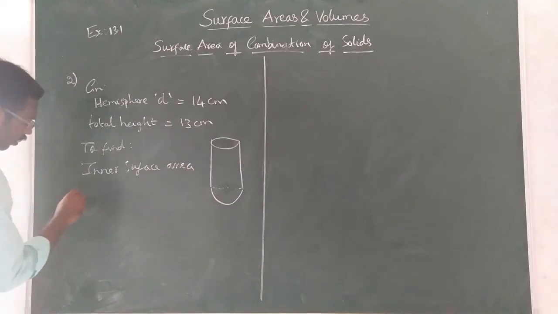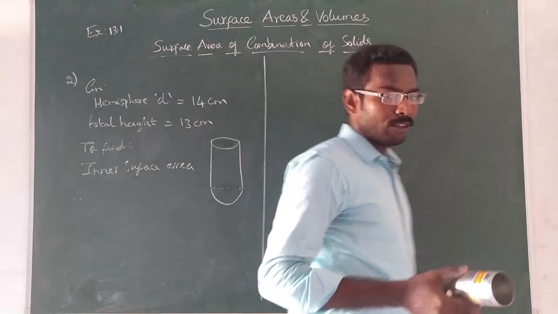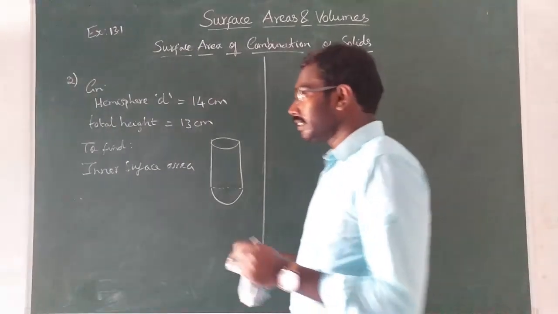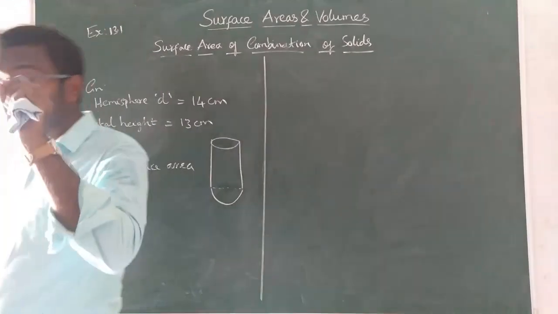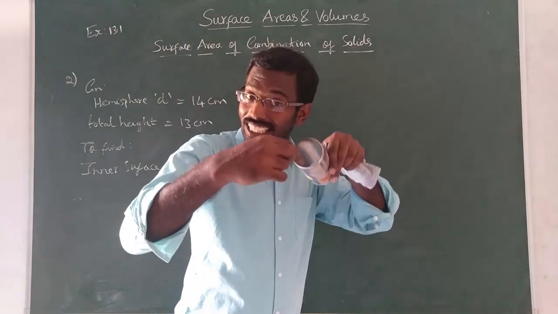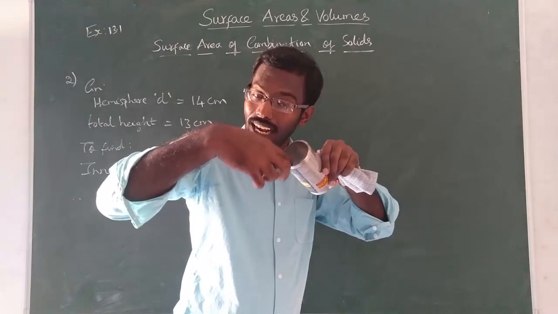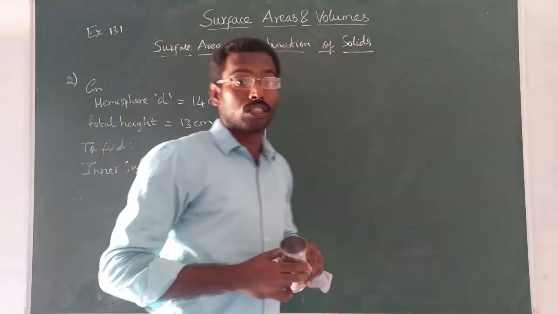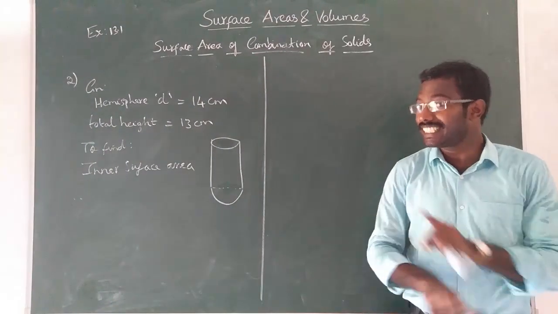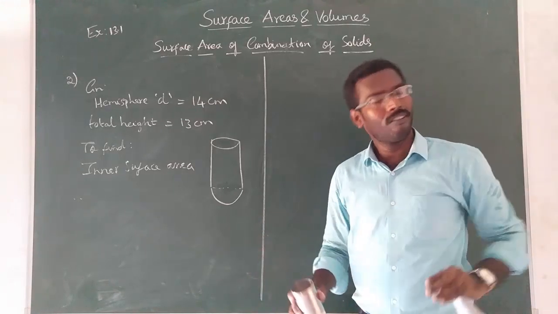Before that I want to tell you one thing. Whenever you deal with inner surface area or outer surface area, just look at the question whether any thickness is given, because sometimes if the thickness is more, then the outer surface area may be a little bigger than the inner surface area. Understood? So whenever thickness is given, you have to consider that. But in this question, thickness is not given, so we don't need to consider it. We directly go with the formula.